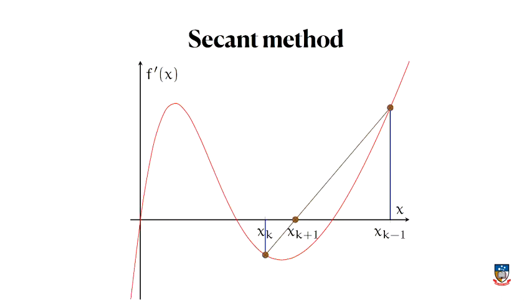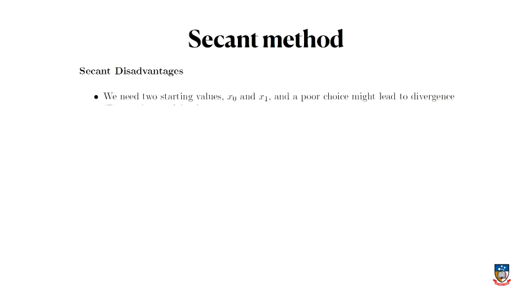That's all. Now, there are a couple of disadvantages with this, which I should make sure to mention. The first thing is that I need two different starting values. So instead of just making an initial guess at the solution, x0, I need to make two guesses, x0 and x1.